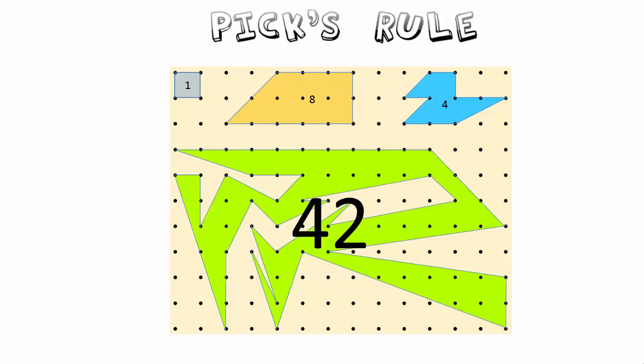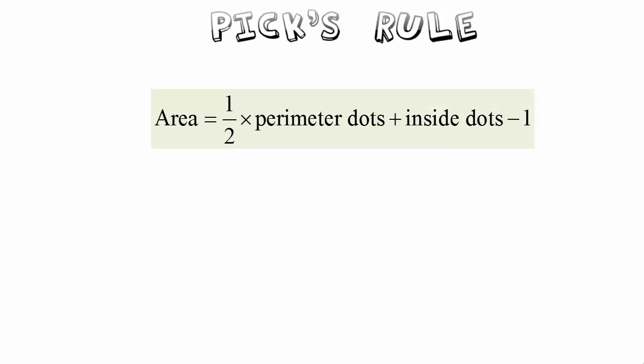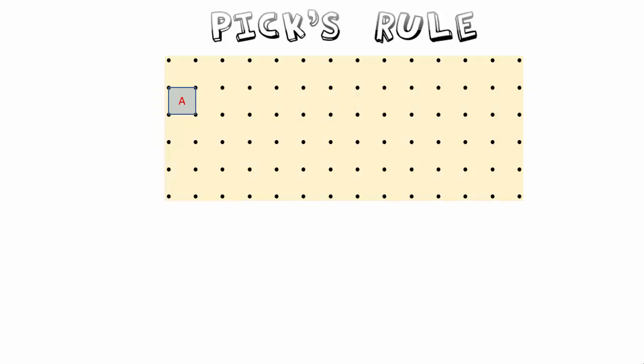I used Pick's rule, which is a very simple way of doing it, and it involves counting the dots on the shape. Let's see how. This is Pick's formula. To work out the area of the shape, you work out half of the number of dots on the perimeter and add to it the number of dots that are inside the shape, and then minus 1 from your result. The proof of it is quite challenging, so I'll just give you a brief idea in a couple of simplified cases.